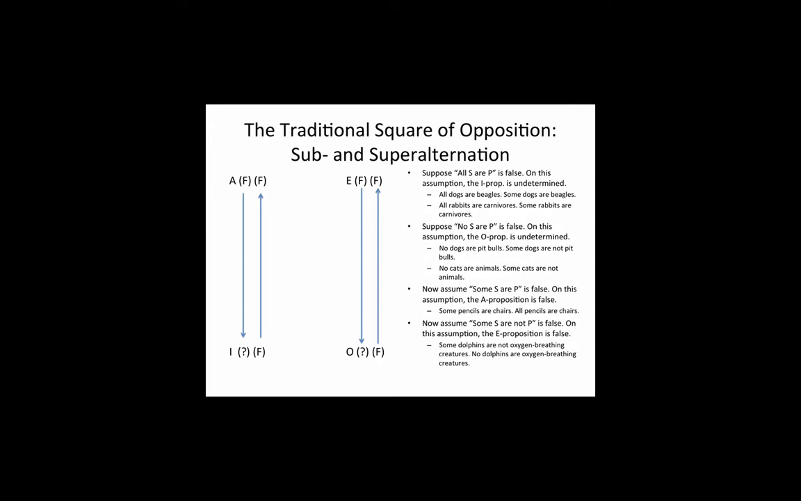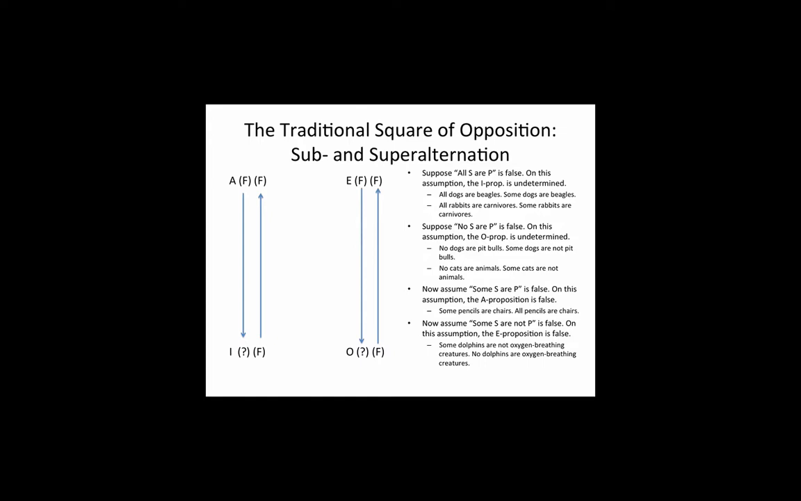Now let's look at what happens when we have a false A or a false I, a false E, or a false O. Notice that when the A is false, the I is undetermined. When the E is false, the O is undetermined. Now take a look at the examples. So the first bullet point reads as follows. Suppose all SRP is false. On this assumption, the I proposition is undetermined.